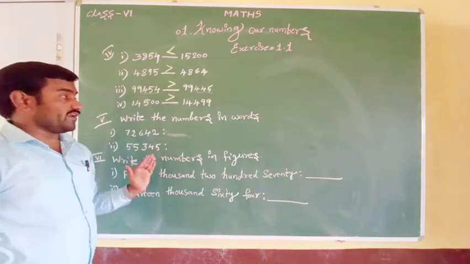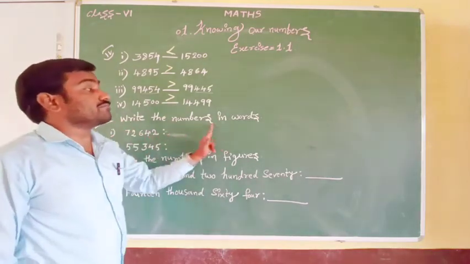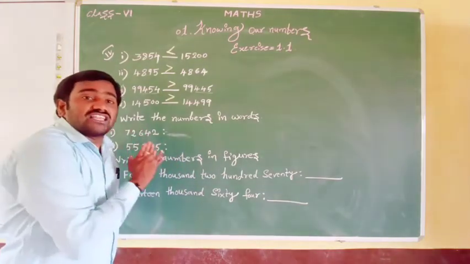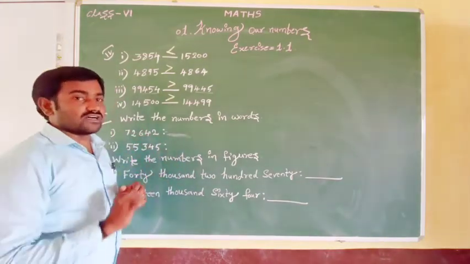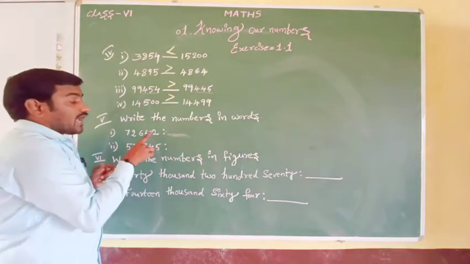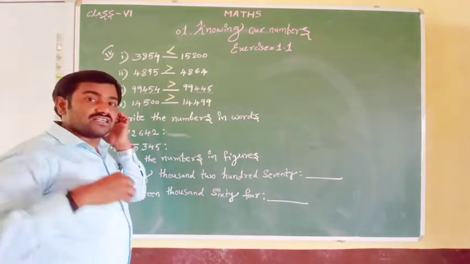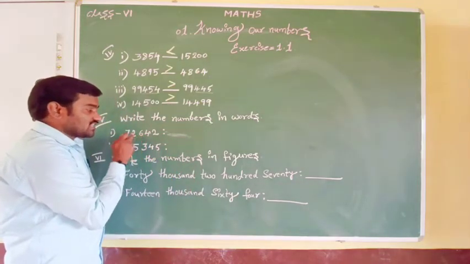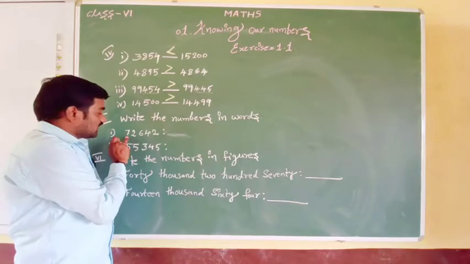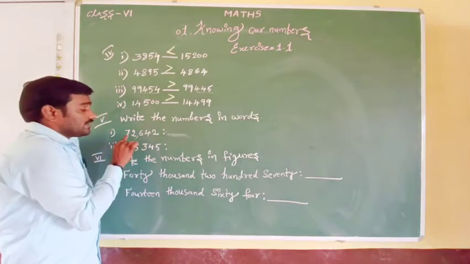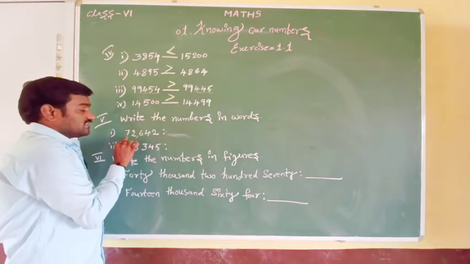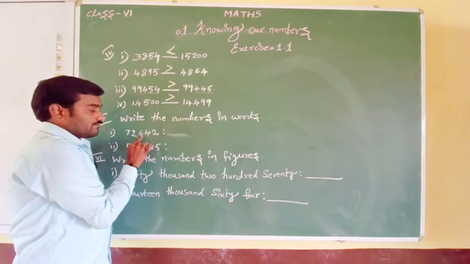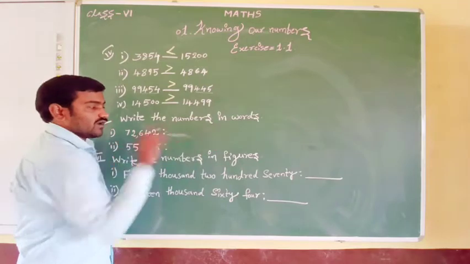Now, what is the fifth bit? Here the fifth bit. Write the numbers in words. We have to write the words. If you are able to read these numbers, you can be able to write in the words. So let me read according to their place values as we learned in the previous classes. Ones, tens, hundreds, thousands, 10,000. That means here is 10,000 place. That means 72,642. That is what we have to write here.